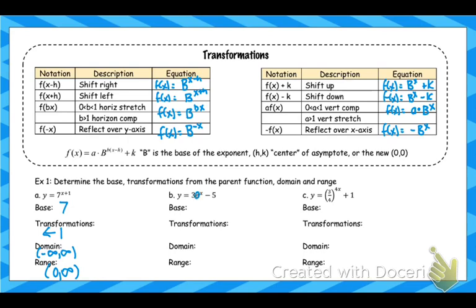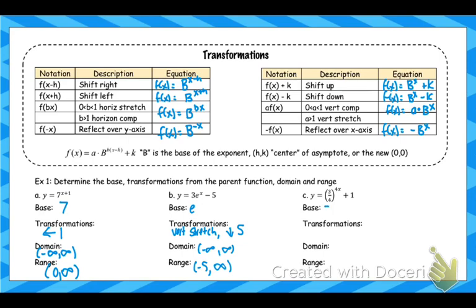All right, looking at our next one. The base is e, because e is what has the exponent on it. That means the 3 actually is a vertical stretch. And this graph also has shifted down 5. Shifting down 5 is going to affect our range. Domain is the same. But again, since we took that parent function and we moved it down 5, that range is now going to be from the asymptote, which has shifted down 5, to infinity.